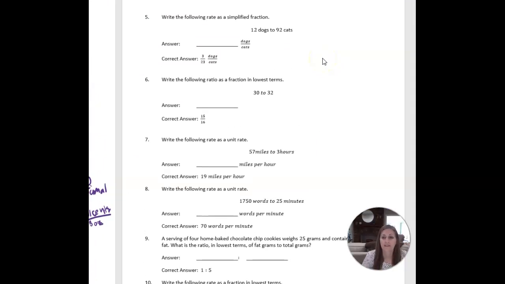Number 5, write the following rate as a simplified fraction. Now watch the order. They want dogs on the top. So we have 12 dogs on top. They want cats on the bottom. We have 92 cats. These are both types of animals. Now, these are both divisible by 4. 12 is divisible by 4 and 92 is divisible by 4. That's how we're going to get our final answer, which is 3/23.